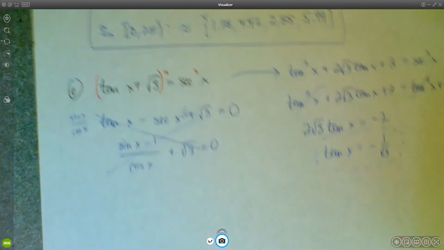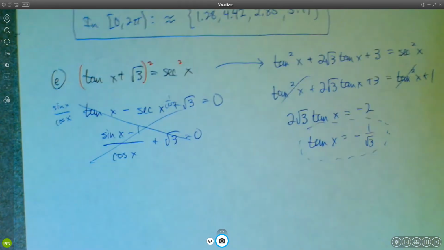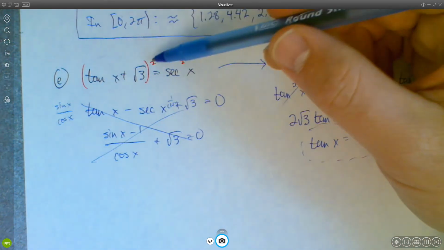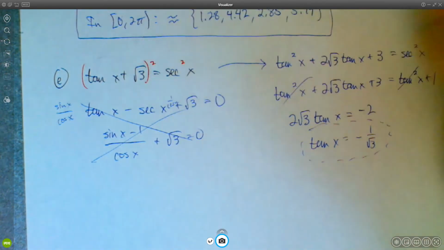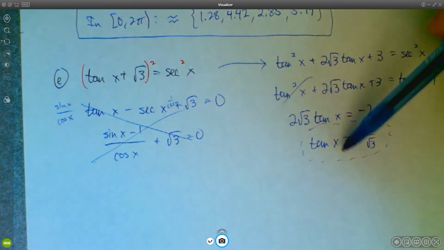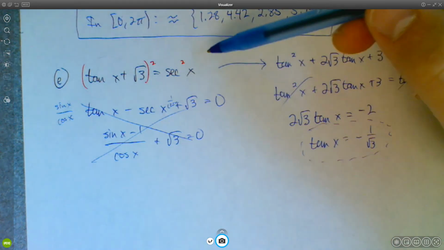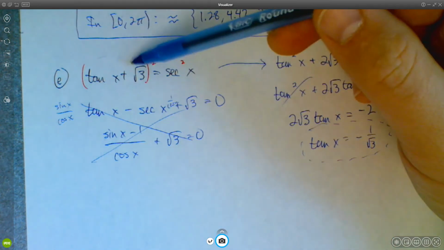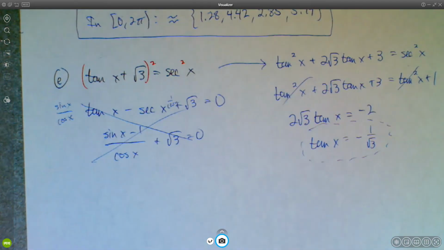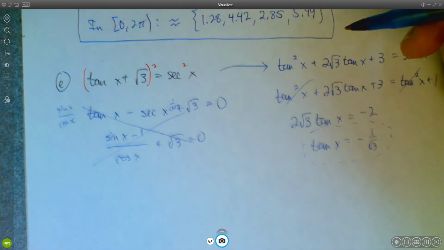From there, the rest is easy. Well, one thing that I will mention about this is that anytime you square both sides of an equation, you allow for the possibility that you've introduced extraneous solutions. And so one thing that you should do when you finish this is go back and check your solutions and make sure that they actually work in the original equation. Okay, so let's finish it out and see what we get.